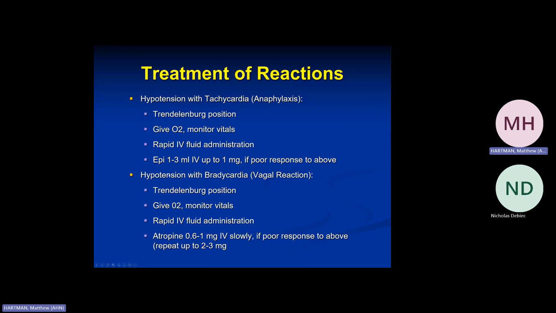So this is a secret for distinguishing anaphylaxis from vasovagal. What's the heart rate doing? In both instances, the patient will have a low blood pressure and is getting ready to pass out, but with anaphylaxis, it's a high heart rate, with vasovagal, it's a low heart rate, and the treatment's different. Here, we'll give atropine.